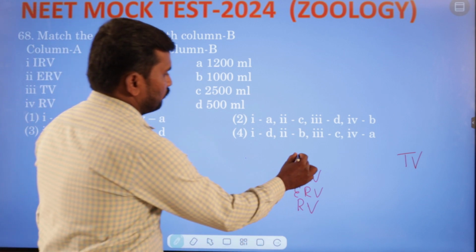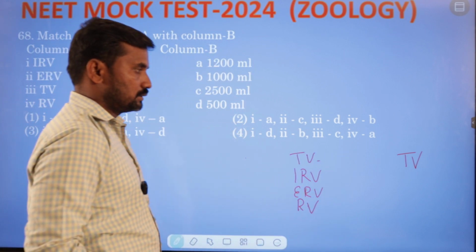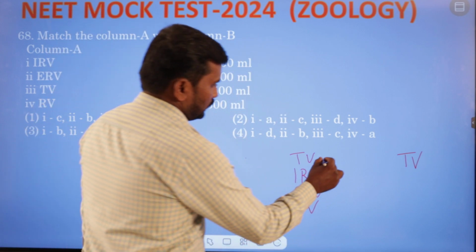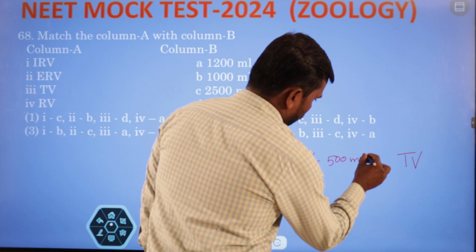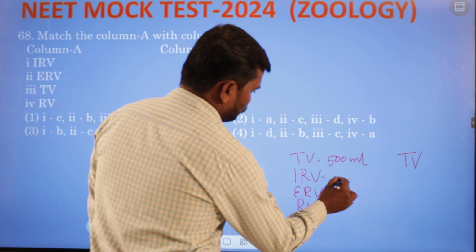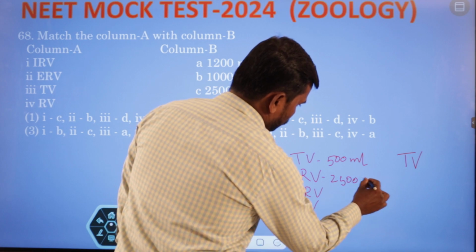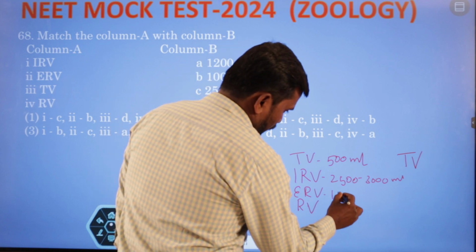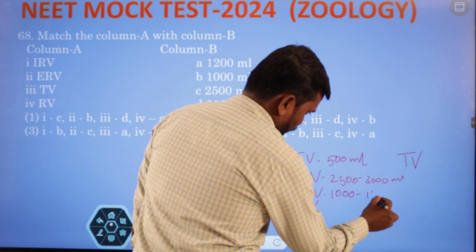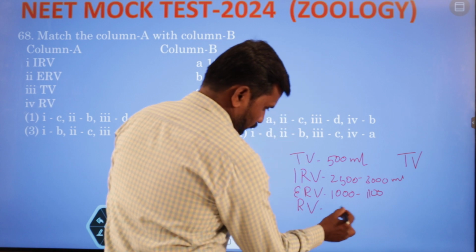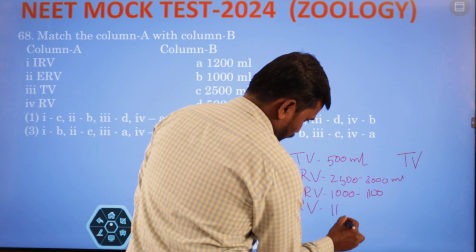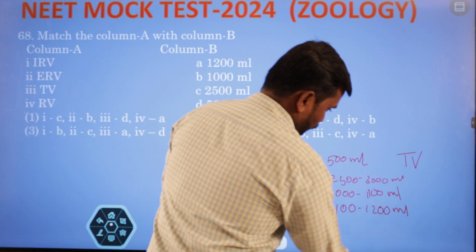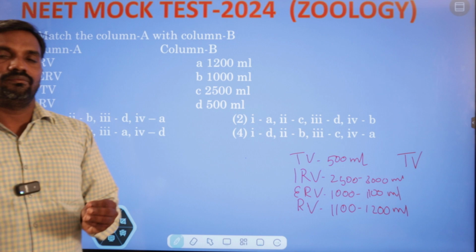First we need to understand the values properly. TV, tidal volume: in the normal state, how much air goes in as well as out. The normal volume is 500 milliliters. IRV, inspiratory reserve volume, is 2500 to 3000 milliliters. ERV is 1000 to 1100. RV, residual volume, is 1100 to 1200 milliliters. We must remember these volumes properly in our mind.